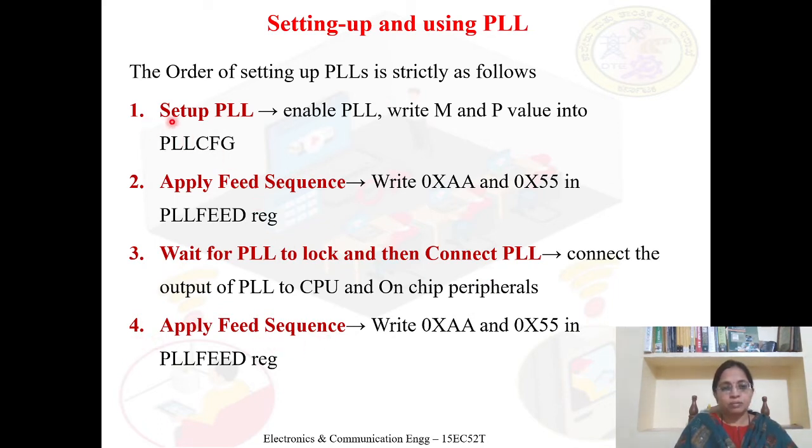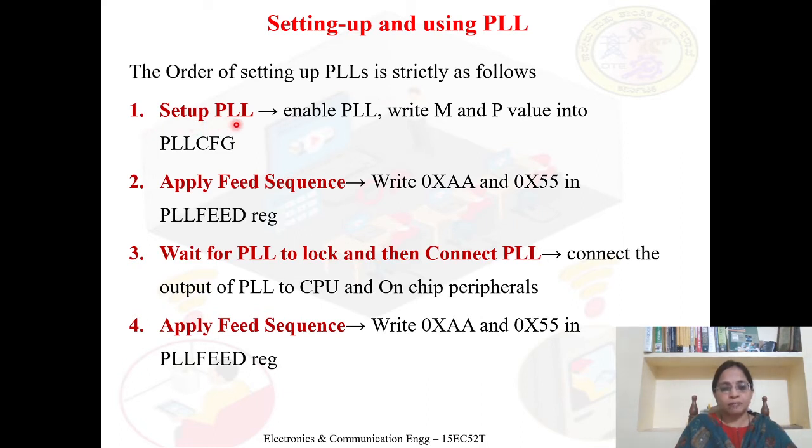So what is the first step? Set up PLL. What is the meaning of setting up the PLL? There is an enable pin that enables the phase locked loop. This enable pin should be made equal to 1, and the M and P values, the multiplier and the divider values, should be written into the configuration register. So enabling the PLL and writing the values of M and P into the PLL configuration register is the first step.